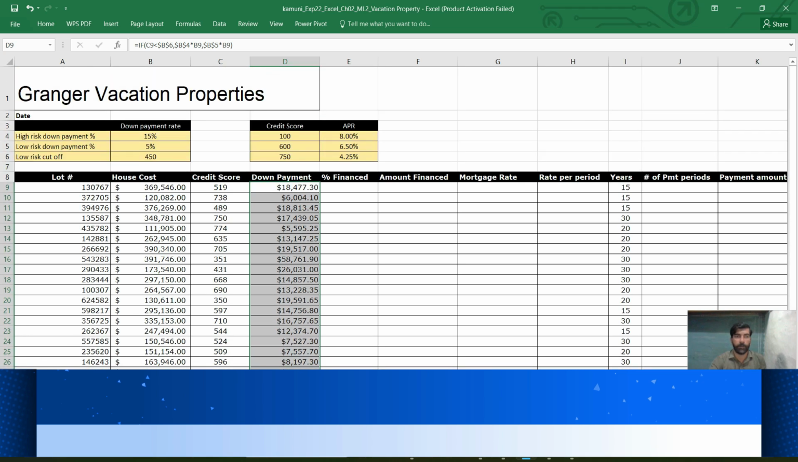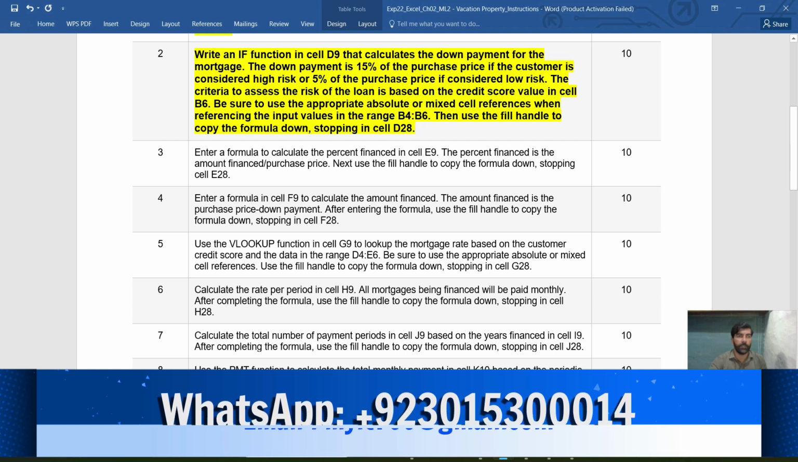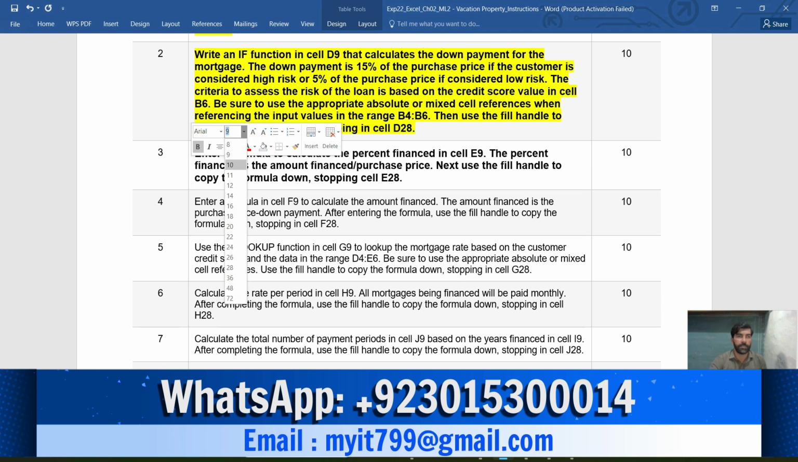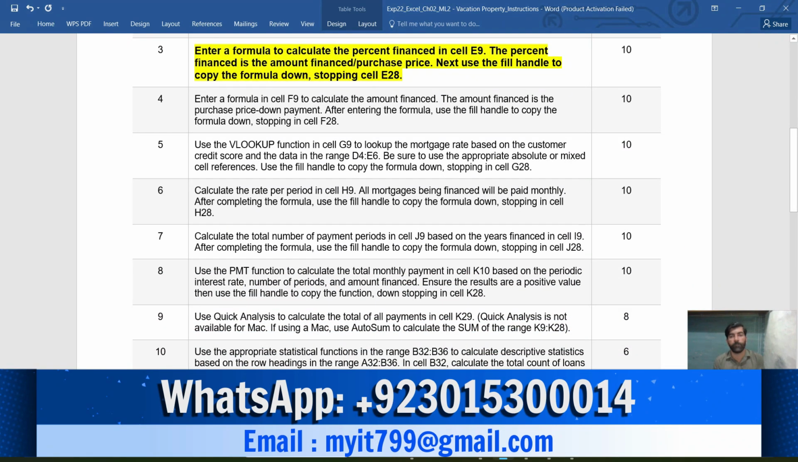This is step number 2. Now I move toward point number 3. Just highlight it, increase its size, and mark it yellow as a highlighted form. In step number 3, enter a formula to calculate percent financed in cell E9. Percent financed is the amount financed divided by purchase price. Next, use the fill handle to copy the formula down, stopping at cell E28.